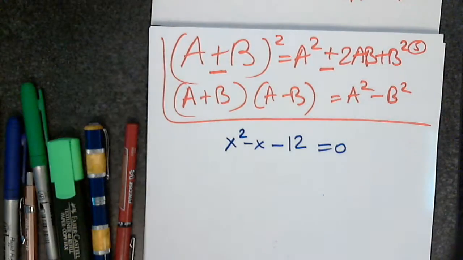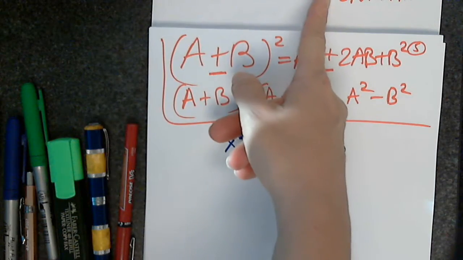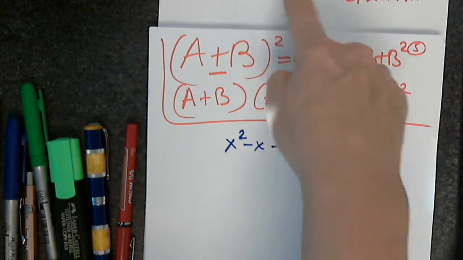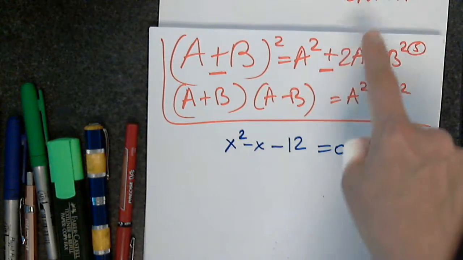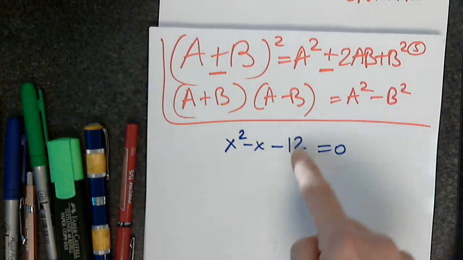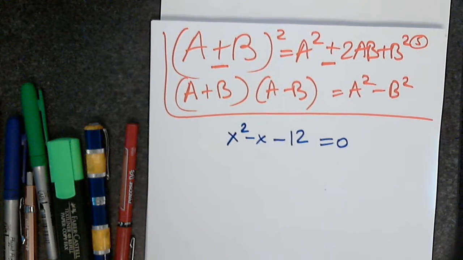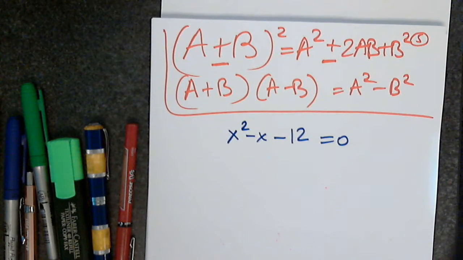Excellent. Any questions on this? So we moved negative x to the other side by adding x. So x squared, negative 2x plus x is negative x, and 1 minus 13 is negative 12. Now what? Very good. Yes, Brianna? I have a question.